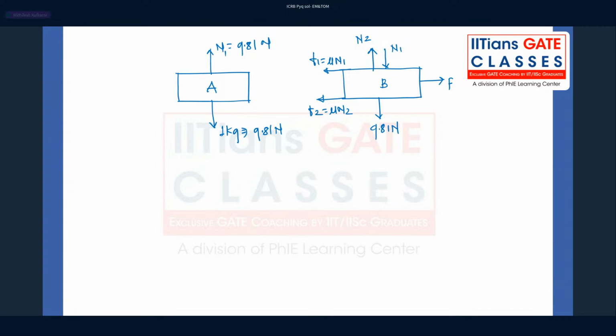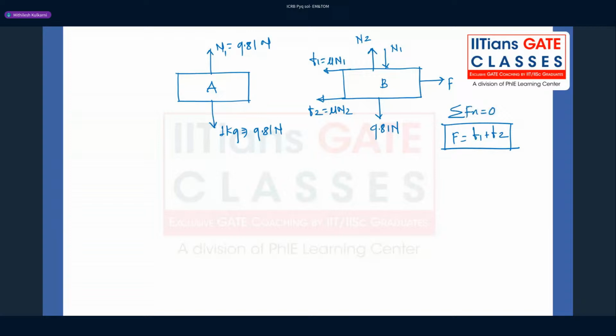So if we look at the second figure, we can clearly say that the capital F is equal to F1 plus F2. It means mu times N1 plus N2, or yeah, we can simply write it as mu N1 plus mu N2. And this equation we can write by using summation of all horizontal forces equal to 0. So our aim is to find F1 and F2.